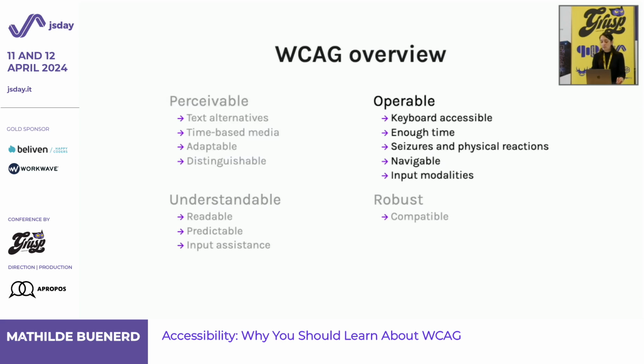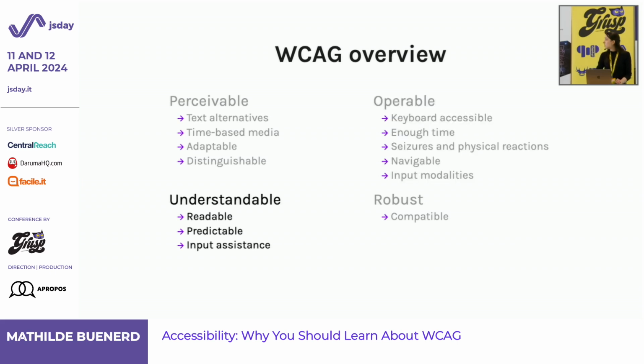In the operable section, you have a lot about how to make the page navigable for people who have motor disabilities. There are guidelines about keyboard accessibility, about how to make a page compatible with different input mechanisms. Like, what if you use a mouse? What if you don't use a mouse? What if you use a touchscreen? What if you use a keyboard?